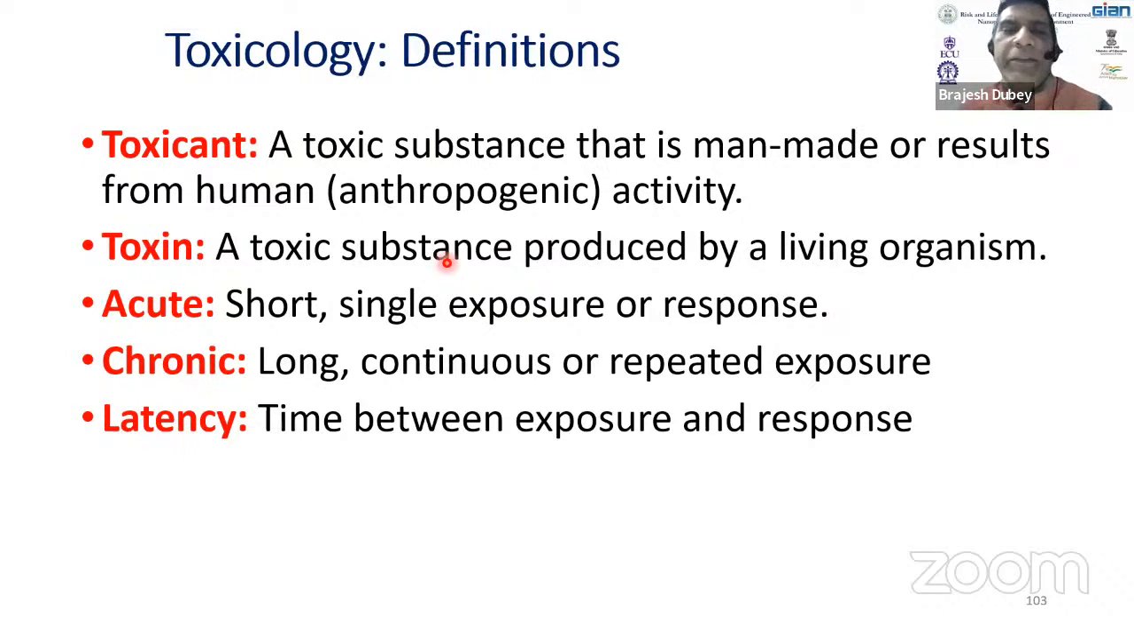In terms of toxicology, these are some of the basic definitions. Toxicant, a toxic substance that is man-made. Toxin, a toxic substance produced by living organisms. There could be acute or chronic. Acute means short, single exposure. Chronic means long exposure. Latency is the time between exposure and the response.